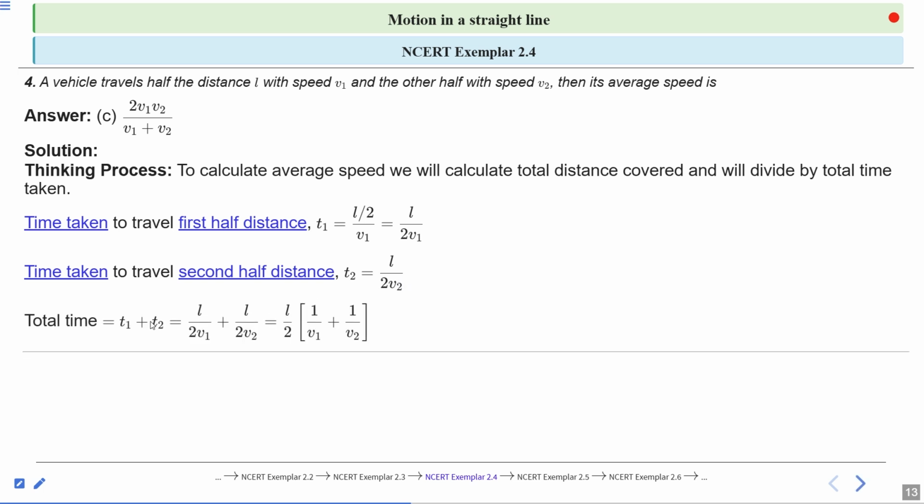So total time t1 plus t2. We know t1 is L divided by 2v1 and t2 is L divided by 2v2. So when we add t1 and t2, you will get L by 2 multiplied with 1 by v1 plus 1 by v2. Here we take L by 2 as a common factor.